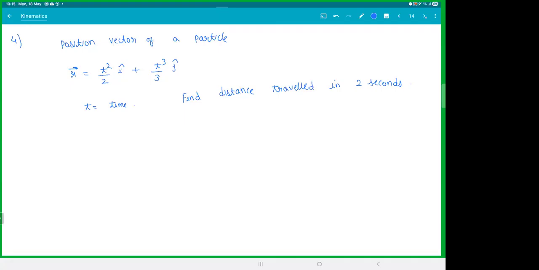I gave you a position vector. I'm telling you how the particle is going. Meaning, if you want a little more context, if I put t is 0, you're at origin. If I put t is equal to 1, you will be at half i cap plus 1 by 3 j cap. If I put t is equal to 2, 3, and so on, you can see the particle is moving. As the time changes, your position vector is changing.